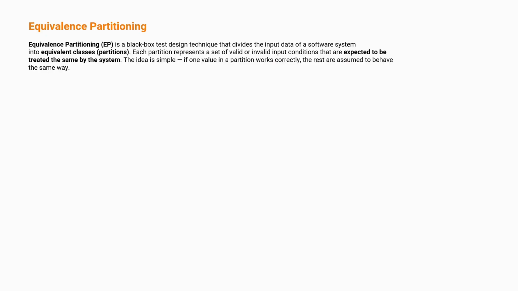The next technique is equivalence partitioning. Equivalence partitioning, short form EP, is a black box test design technique that divides the input data of a software system into equivalent classes or partitions. Each partition represents a set of valid input conditions that are expected to be treated in the same way by the system or an application. The idea is very simple. If one value in a partition works correctly, then the rest are assumed to behave in the same way.